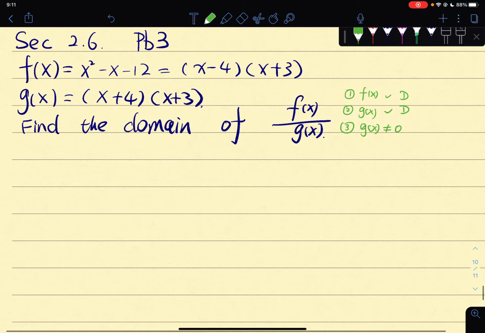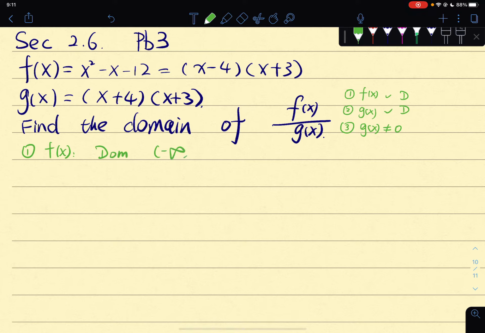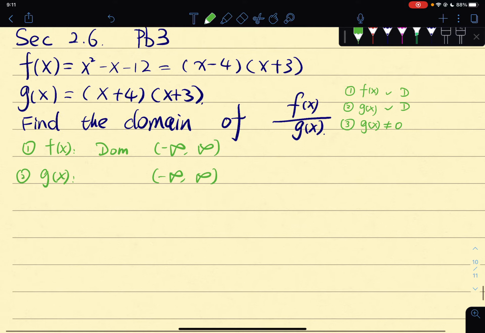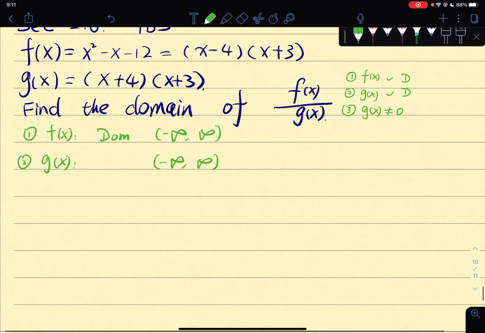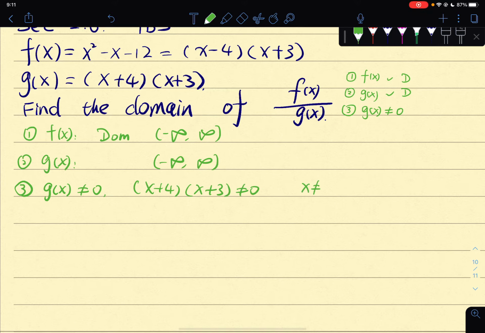So if you look at your function f of x here, it's a quadratic function, so its domain is -infinity through +infinity, which is pretty intuitive. The second part, I would have the same argument for this same quadratic function, which is g of x. The next problem is to make sure your g of x does not equal 0, so you want to make sure x plus 4 times x plus 3 is not 0. In other words, x is not -4, x is not -3.